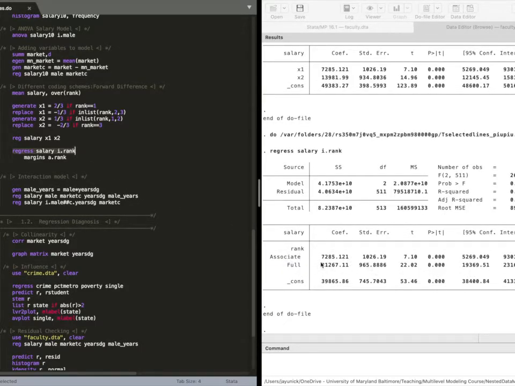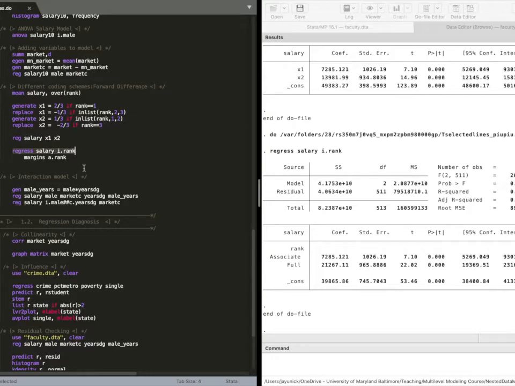So this is associate versus assistant. And you see that, right? These are the same numbers there. And then I get full versus assistant, which is not what I want, right? I want to know whether full is different from associate, because I want to know, does each step in the rank increase produce a meaningful difference in salary?